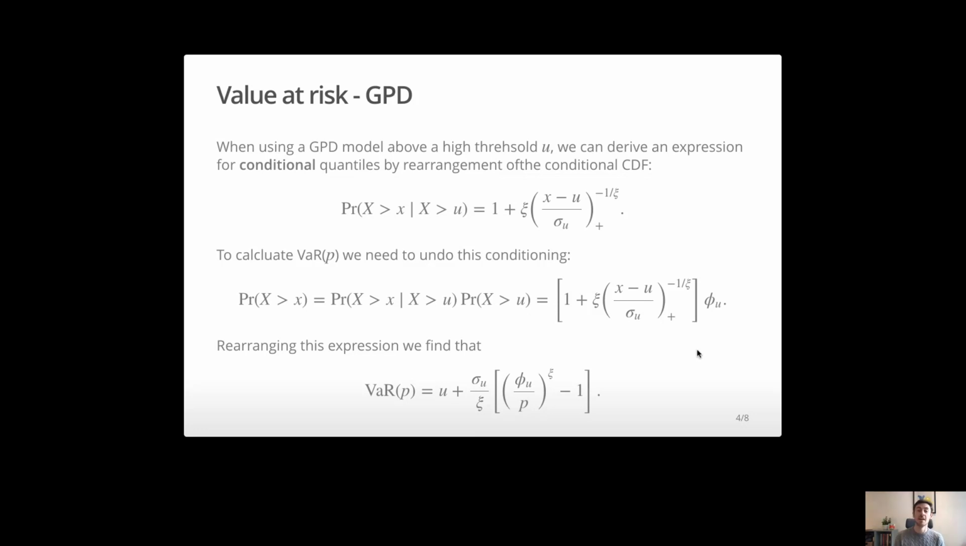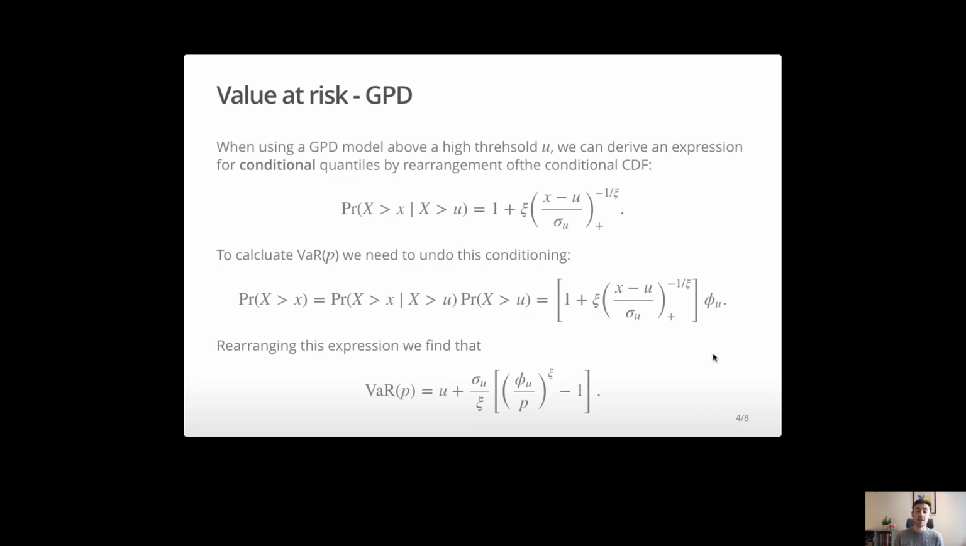But since we're in the IID case, we can use the simple point estimate of the sample proportion here for phi u. In order to get our expression for the value at risk, which is just a particular quantile of this random variable x, all we have to do is rearrange this survivor function in order to obtain the correct quantile.